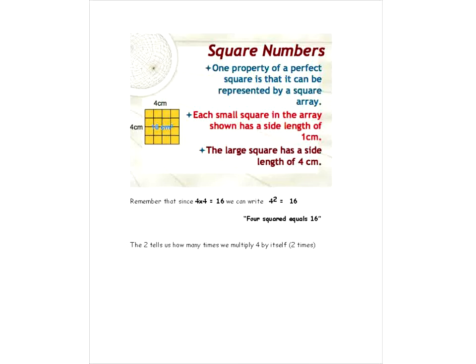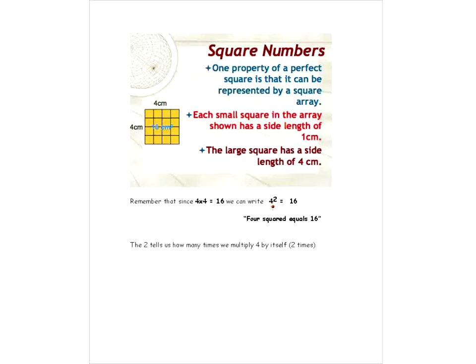So in this grid here, each small square has a side length of 1 centimeter. The large square has a side length of 4 centimeters. Okay? So 4 times 4 is 16. So 16 here is the square number. All right. So remember this, guys, that since 4 times 4 is equal to 16, we can write 4 squared equals 16. So that's what this means right here.